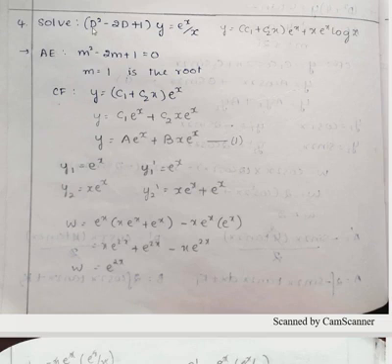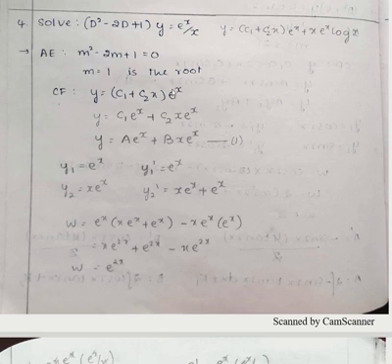Solution: the auxiliary equation is m² − 2m + 1 = 0. By using the calculator, find the roots of the auxiliary equation. Therefore m = 1, 1 are the roots of the auxiliary equation. Here m = 1, 1 are real and equal roots. Therefore the complementary function for 1, 1 is y = (c1 + c2 x) e^x.